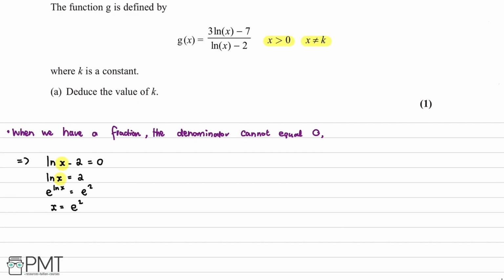So from here, we can say that the value of k is going to be equal to e to the power of 2. Or another way we could write this, in the form we're given here, x is not equal to e squared. So we have achieved 1 mark here for concluding with the correct answer, and that was that k was equal to e squared.